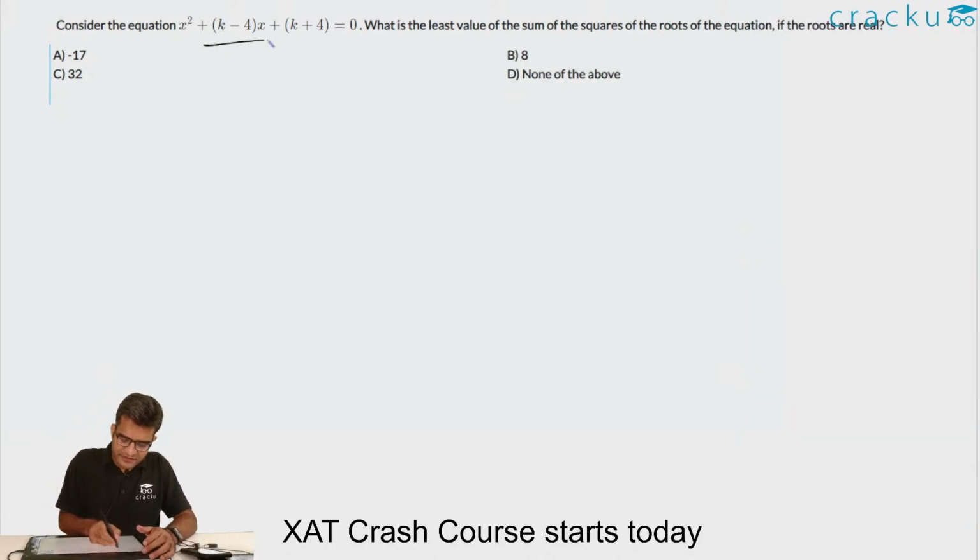In this question, we are given a quadratic equation which is x square plus (k minus 4) into x plus (k plus 4) is equal to 0. What is the least value of the sum of the squares of the roots of the equation if the roots are real? Let us assume that the two roots are a and b.